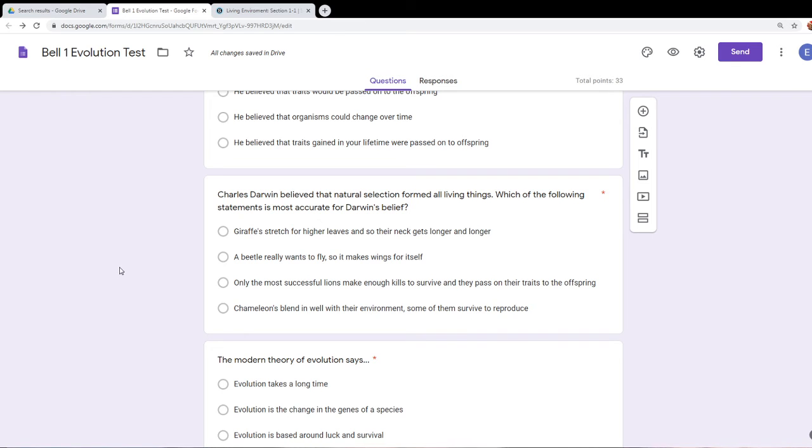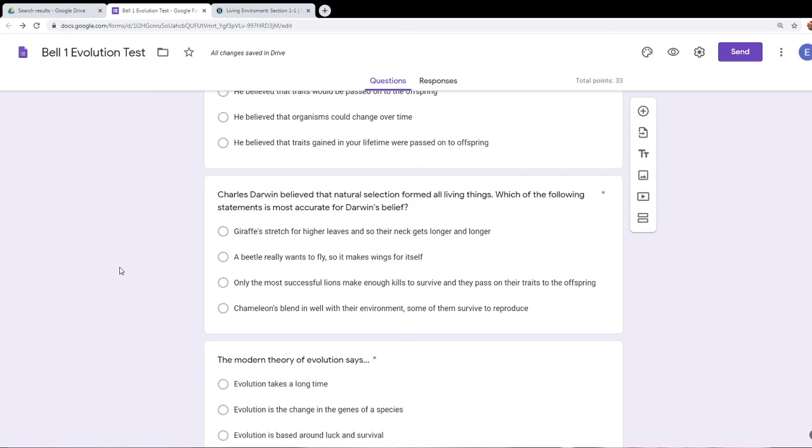Charles Darwin believed that natural selection formed all living things. Which of the following statements is most accurate for Darwin's belief? So, which one of these really matches what Darwin thought? That a giraffe stretches its neck so its neck gets longer and longer? Did Darwin think that a beetle wants to fly so it just makes its own wings?